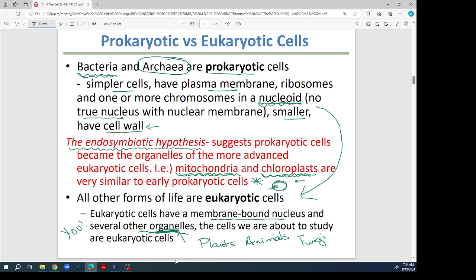And so that's the idea. The endosymbiotic hypothesis is just that, a link between prokaryotic cells and eukaryotic cells, and explains how they may have evolved. But we can look at the evidence behind this. And I find it quite fascinating to think about.